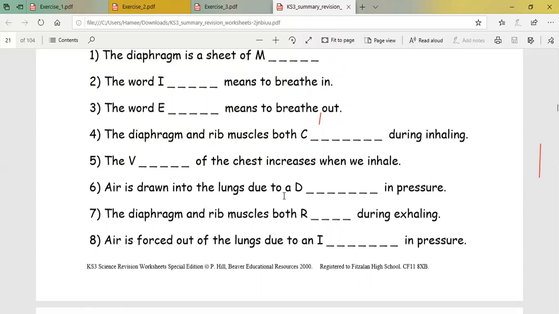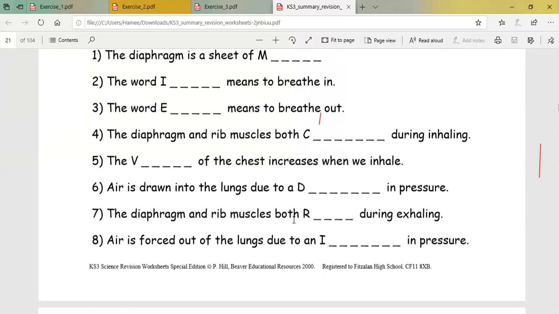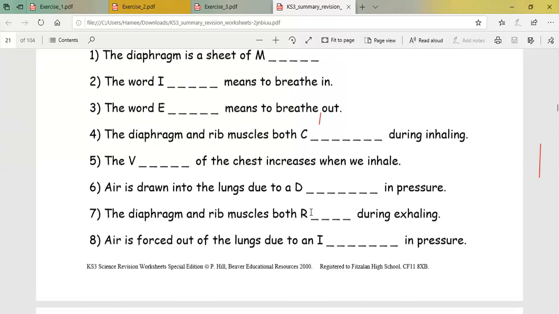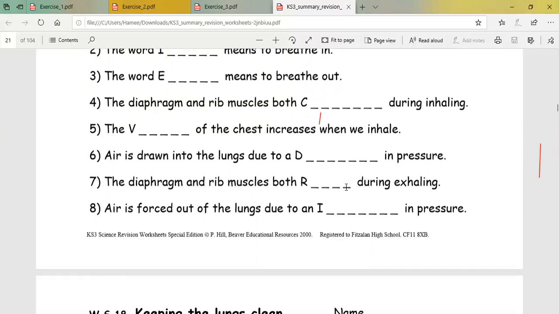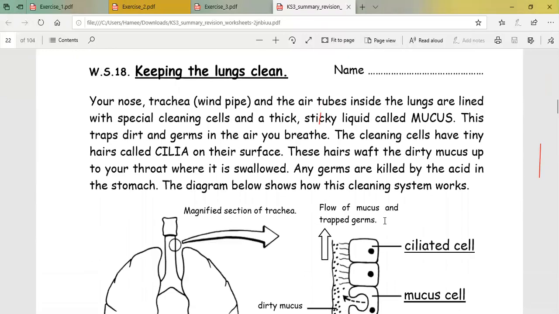Air is drawn into the lungs due to a difference in pressure. The diaphragm and rib muscles both relax during exhalation. So when you exhale, the volume of the chest reduces in size. Air is forced out of the lungs due to an increase in pressure. So that was it.